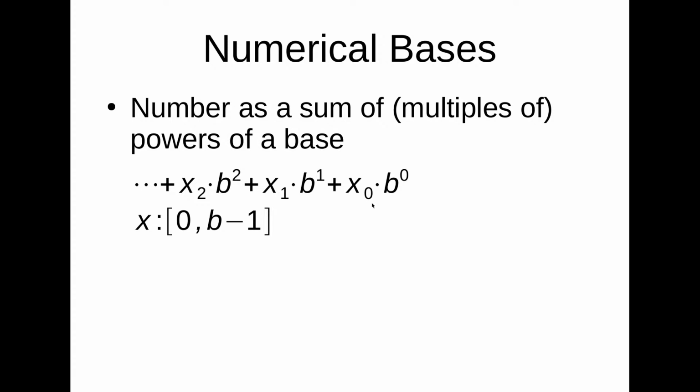So you'd have some number times the base to the 0th power plus some number times base to the 1st, and so on. And that some number will go from 0 to 1 less than the base, because otherwise you'd add 1 to the next one.